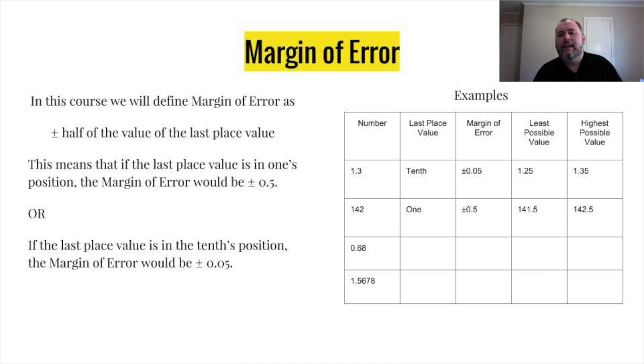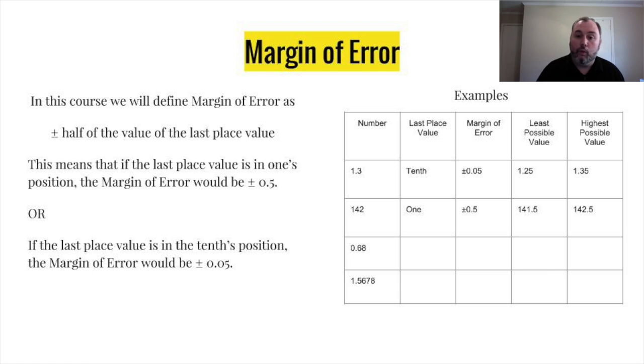Now look at the highest possible value. It's adding 0.05, and so my highest possible value is 1.35. Even though my number says 1.3, that is what I'm estimating my measurement to be. It could possibly be as small as 1.25 and as large as 1.35.